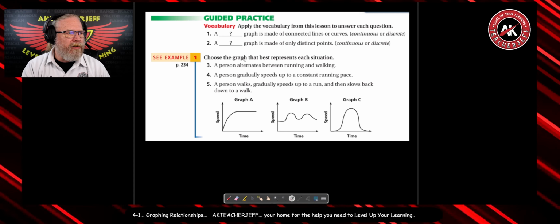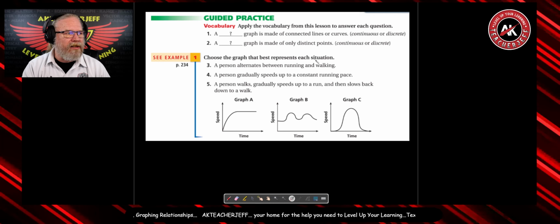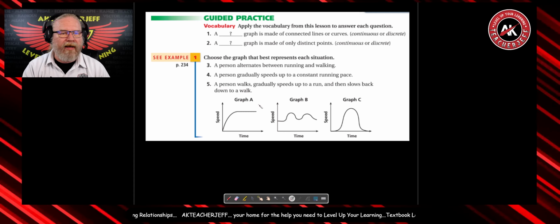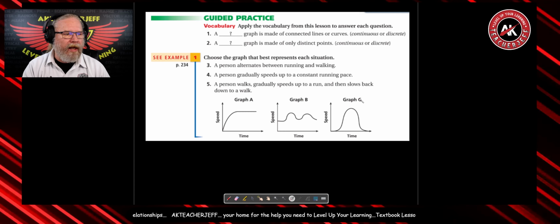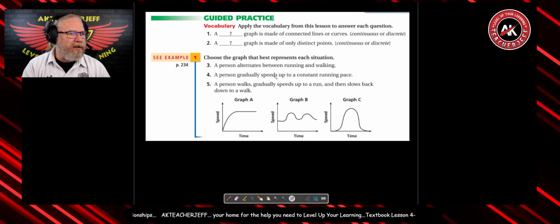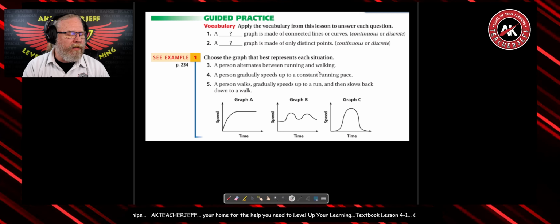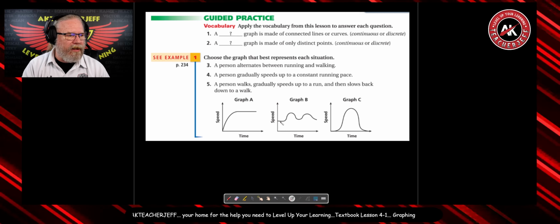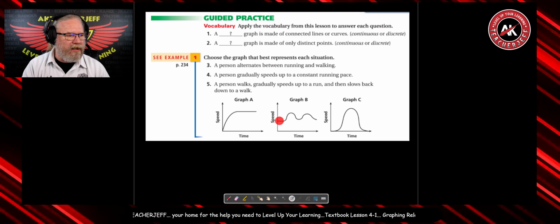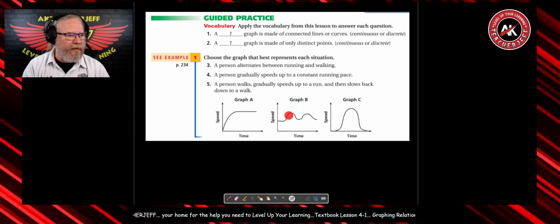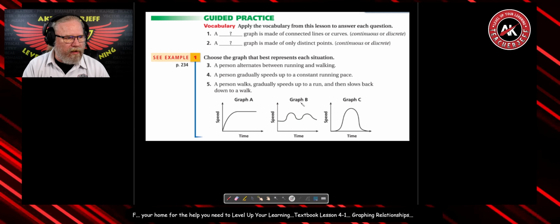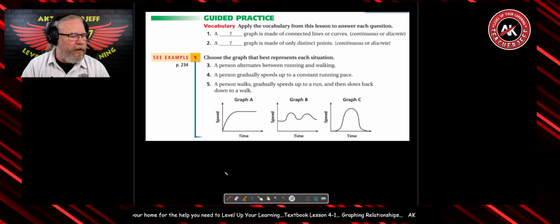Example 1, choose the graph that best represents each situation. So we have 3 situations, item 3, 4, and 5, and graphs A, B, and C. So person alternates between running and walking. Well, we see here that we're walking. This is time and this is speed. So as time passes, speed stays the same. Then over a short period of time, it gets faster, and then it gets slower, and then it gets faster, and then it gets slower. So it looks like B is going to match up the 3.